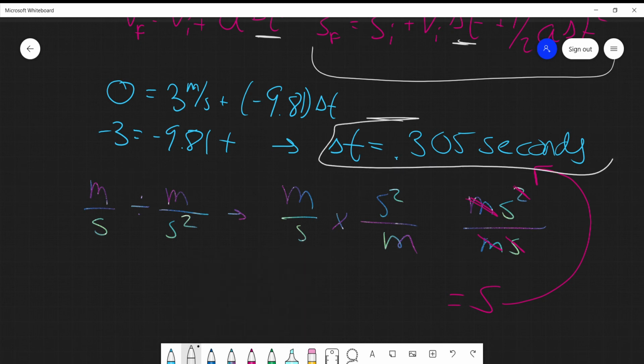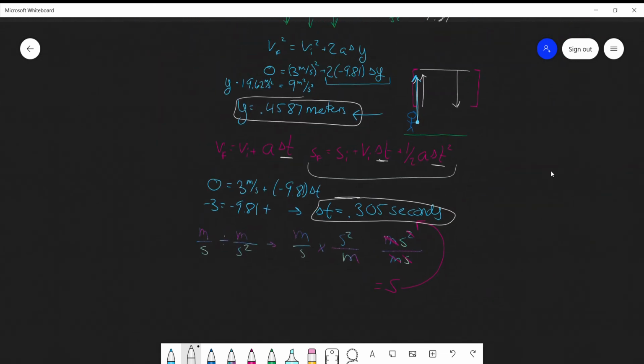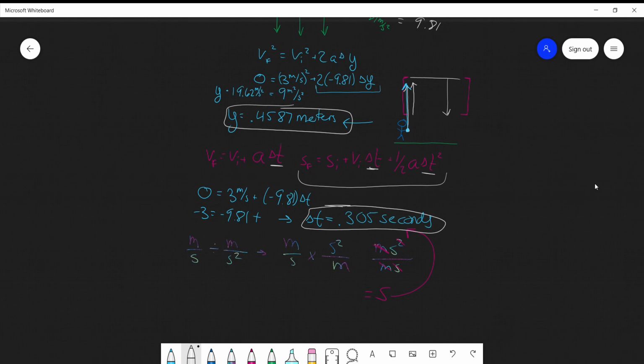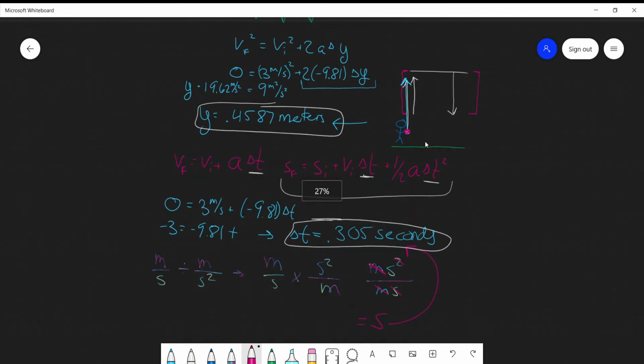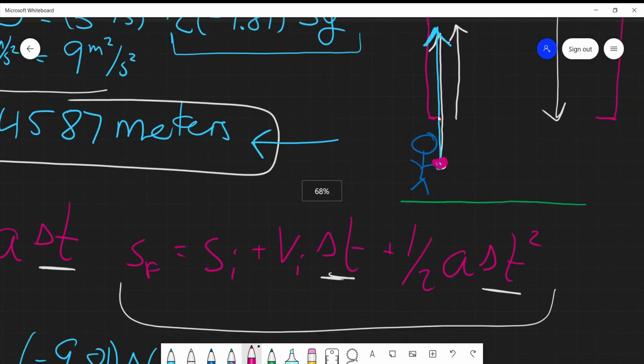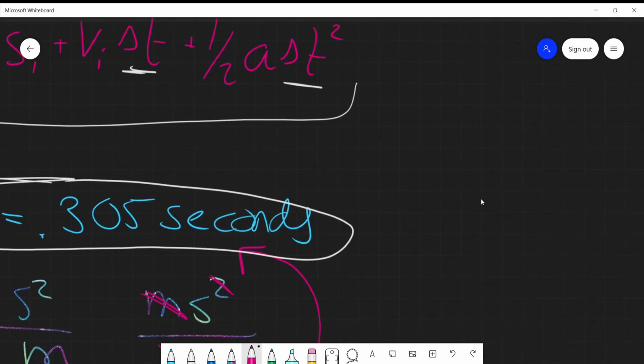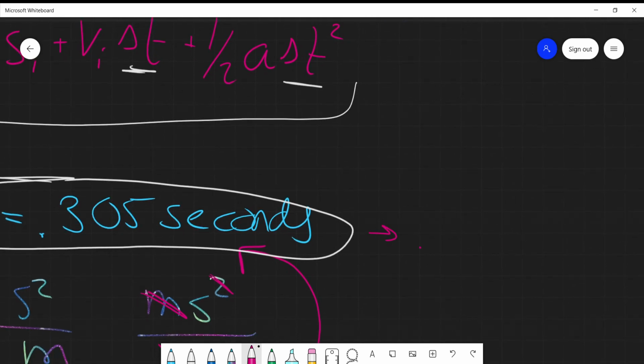So this is our final answer. These two things that I have boxed in: the y is the distance from launch to the max height, and the time is the time it takes for the ball to go from launch to max height. The actual time it takes for the ball to complete its path and go back to its original spot is t times 2, because it starts and stops in the same spot. If we go back to our guy, it starts and stops in his hand. Because of that, the time it takes for this whole thing to happen is just 0.305 times 2, so 0.61 seconds.